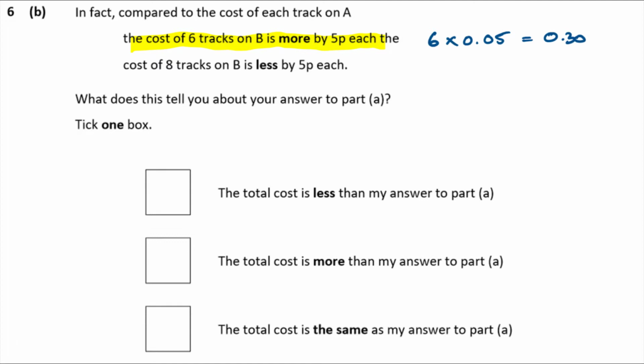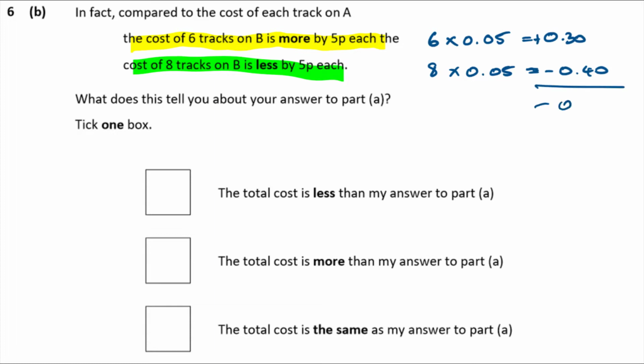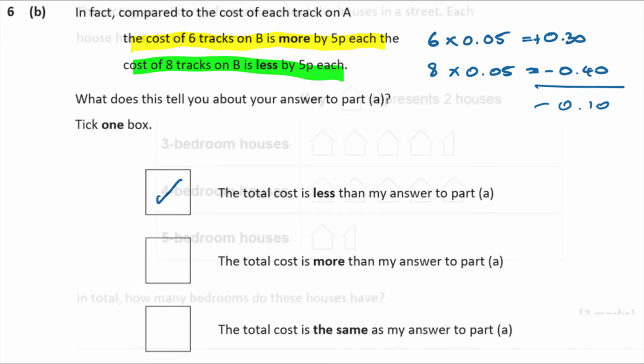Okay, so that's going to be an addition. But then we've got the cost of 8 tracks being 5 pence less. So our 8 tracks at 5p each. That's 40 pence, isn't it? So that's going to be a saving of 40 pence. So if we're going to add 30p and then take away 40p, overall that is taking away 10 pence, isn't it? So overall it's going to be 10 pence cheaper than it was. So the total cost is less than my answer to part A. Question 7.